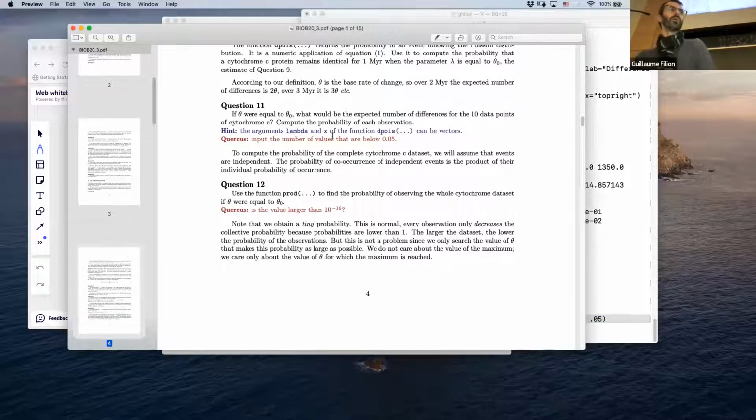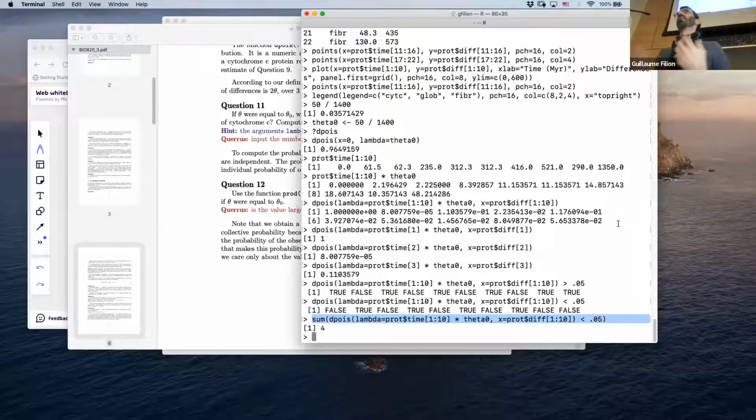To compute the probability of the complete cytochrome C data set, we would assume that events are independent. The probability of co-occurrence of independent events is the product of the individual probabilities of occurrence. So if you assume that the data set is independent, and we don't have anything else to start with, so we're going to do that because we kind of have to, then we can multiply the probabilities together, and that gives us the probability of observing everything.